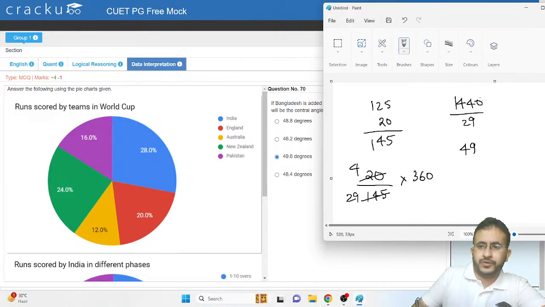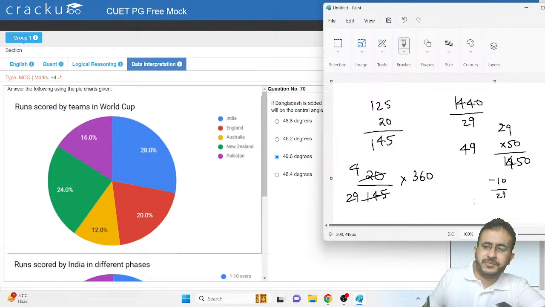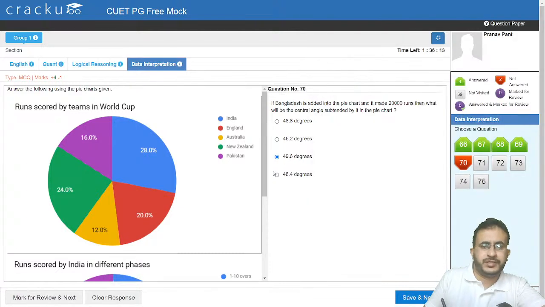Or you can do it this way also, like 29 into 50 is close to 1450. It is 10 less, right? 10 by 29 will be what? Approximately 0.4, it will be somewhere between 0.3 and 0.4. So 50 minus 0.4 is 49.6 degrees.